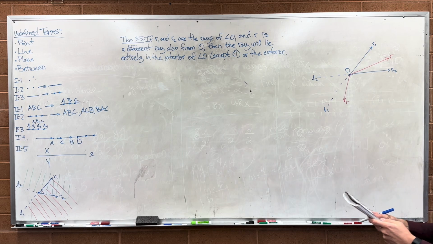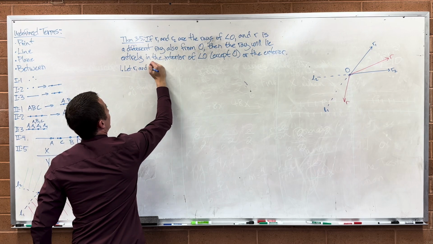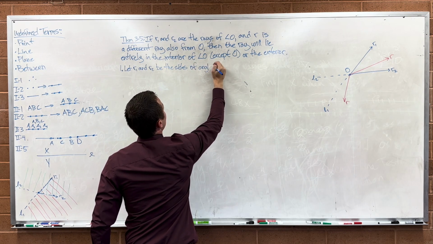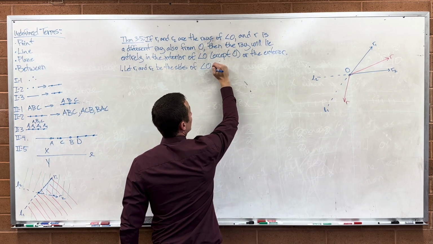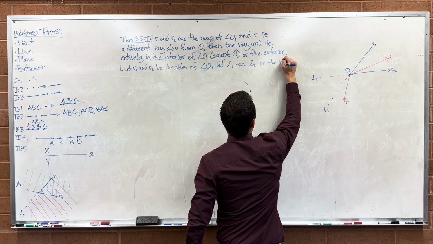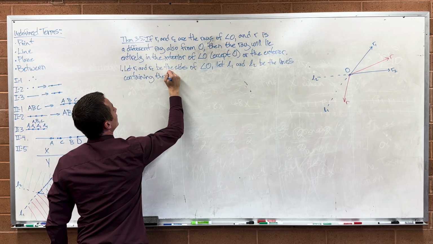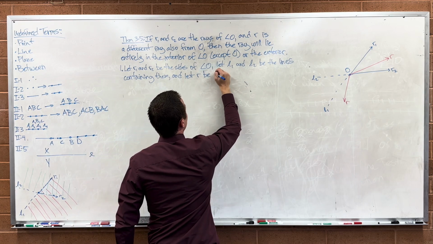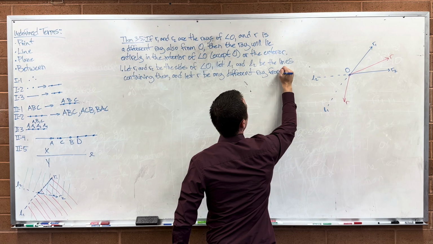So let's say that picture in words really quick. Let R1 and R2 be the sides of angle O, let L1 and L2 be the lines containing them, and let R be any different ray from O, from the point O.